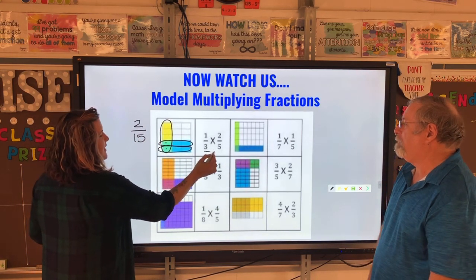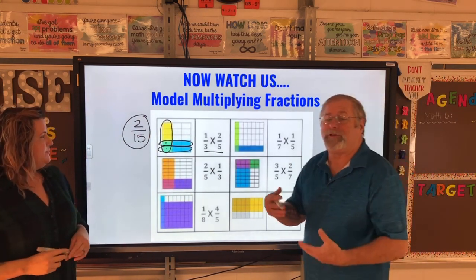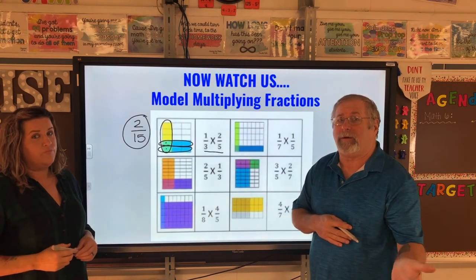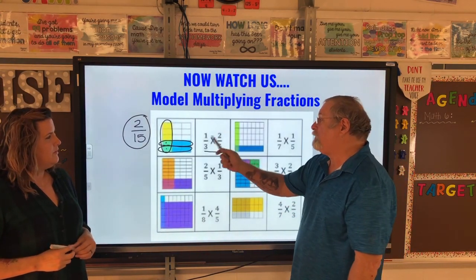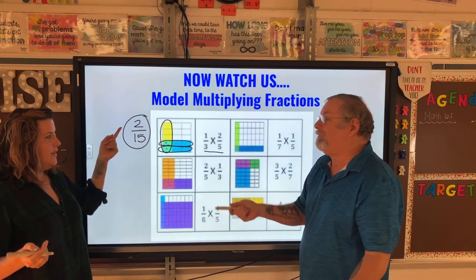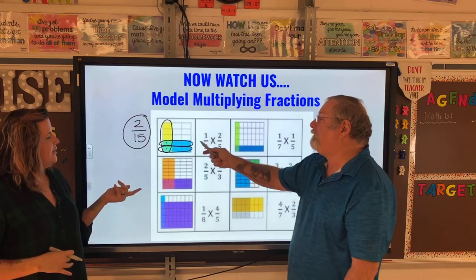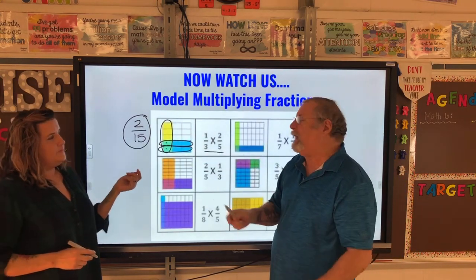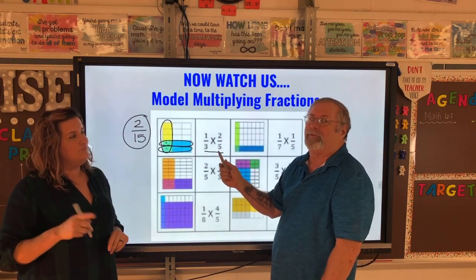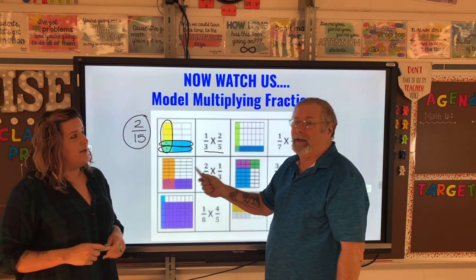So here's my number sentence. Here's my answer. One of the things you can do to check it when you're done: remember, we just multiply the tops together. 1 times 2 is 2. And we multiply the bottoms together. 3 times 5 is 15. So you can always tell if you figured it out right by remembering multiplying is just top times top, bottom times bottom.